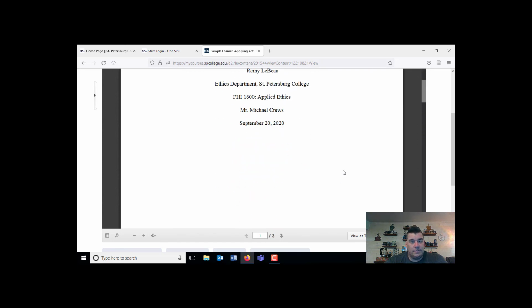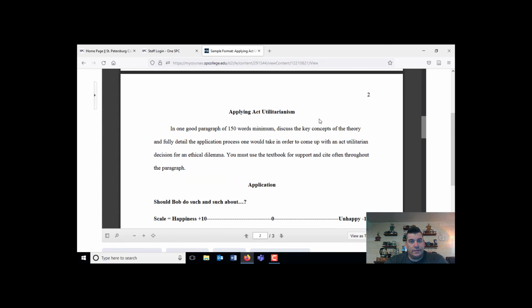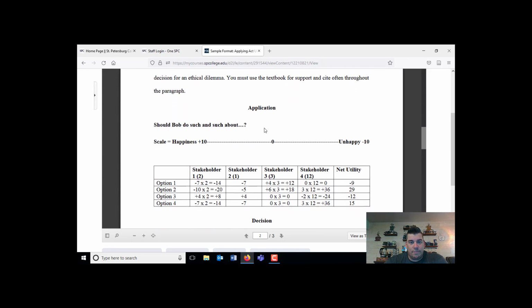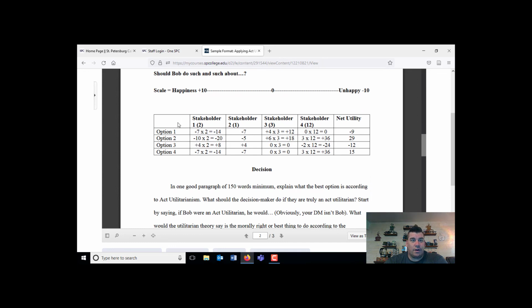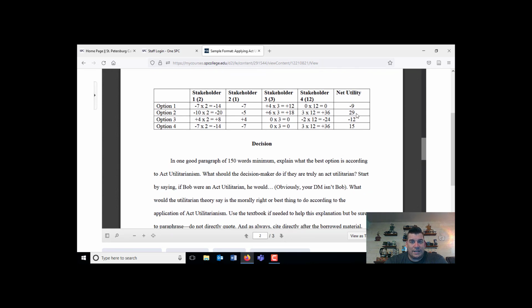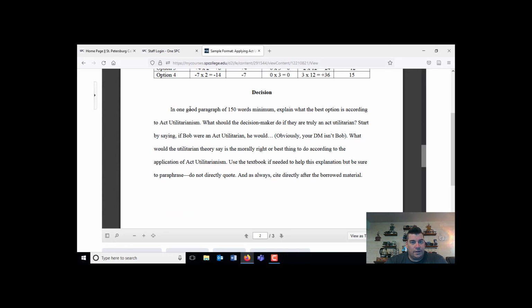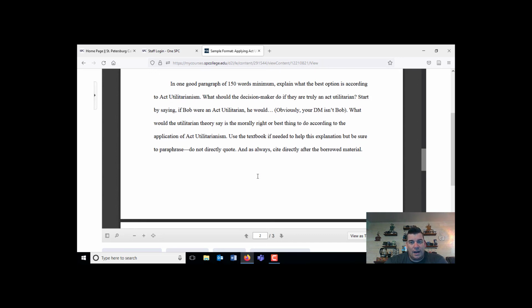So once again, to sum up, you're going to basically describe the application process of ACT utilitarianism. You're going to state your main moral issue. You're going to fill out your stakeholders and your options on the chart. You're going to do the math for your net utility. You're going to figure out which one has the highest net utility, and then you're going to write a paragraph about the decision that your decision maker should take and how they came upon that option.